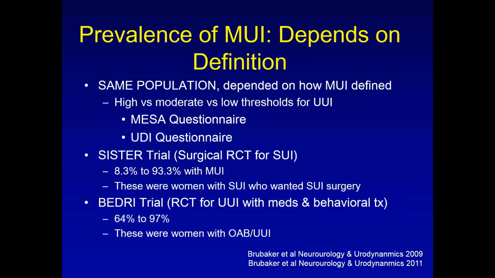The BE-DRY trial was the opposite. These women were coming in with overactive bladder urge incontinence, and they wanted medication, behavioral therapy for their urge incontinence. And then depending on how we skewed the questionnaires, 64% were mixed versus 97% were mixed. Same women, just depends on how you ask the question. So it's real nebulous, and I've certainly seen women with urge incontinence or mixed incontinence come in and end up having a sling done, and the sling really isn't what they needed, but depending on what you were fixated on, you heard them say stress incontinence, and it makes it more difficult to diagnose them.